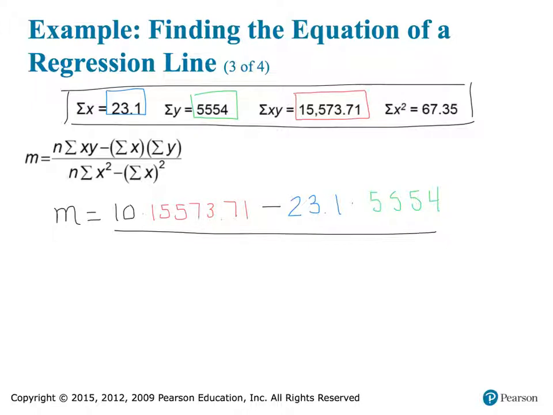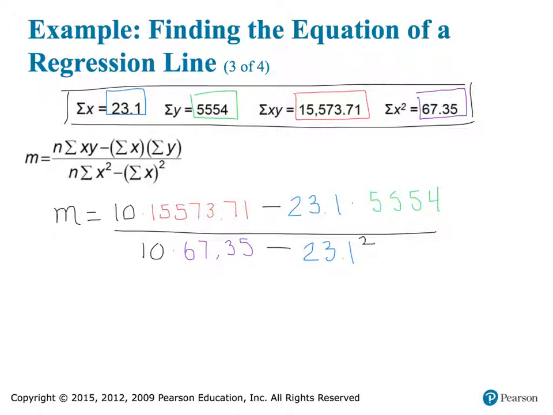Okay? Now the denominator. The denominator says I need to take n, which again is 10 pairs of data, and multiply by the sum of the x squared. The sum of the x squareds was 67.35. And the formula then says that I need to subtract the sum of the x's and then square that answer. So again, the sum of the x's was what was in blue, the 23.1, but I need to square that number.